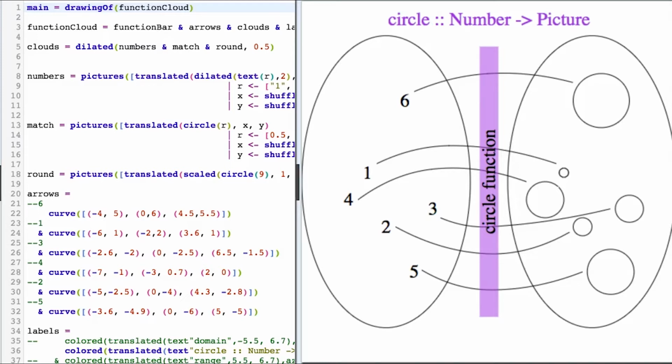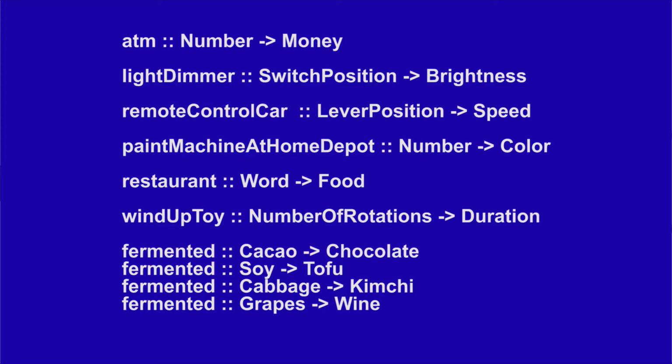We'll be learning and using a lot of different functions in CodeWorld, but they are everywhere. Here's some other examples written in CodeWorld notation. An ATM, a money machine, takes a number, the number that we type into it, and gives us money, a very specific amount of money that matches the number. A light dimmer takes the switch position, so whatever we turn the knob to or slide the switch to, and it gives us a very specific level of brightness. A remote controlled car takes a lever position and gives us a specific speed that correlates with the lever position.